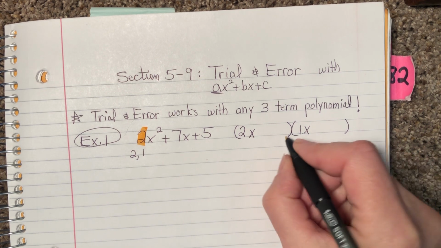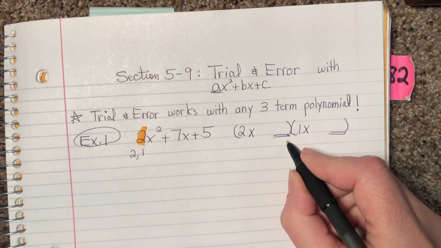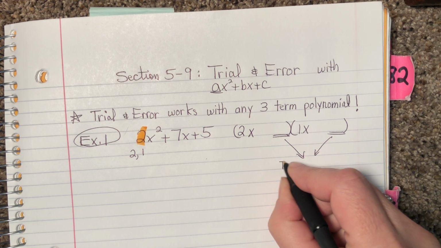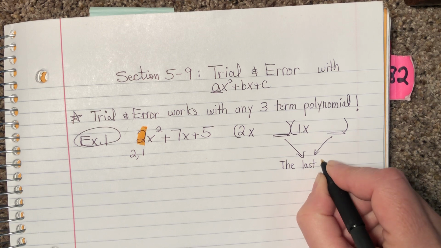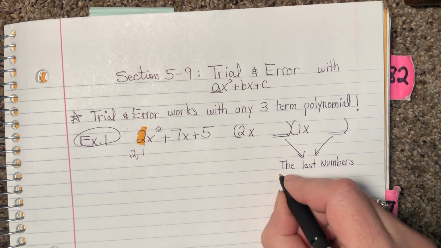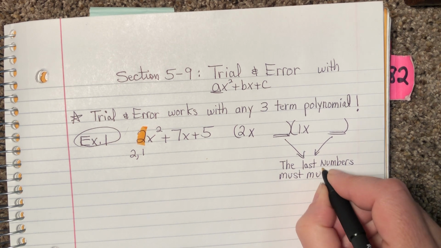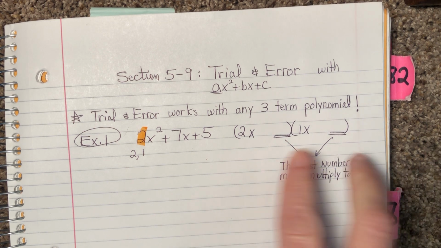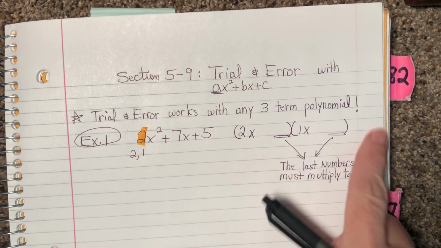What you need to do back here is, the last numbers must multiply to 5. And that makes sense because when you FOIL, when you multiply these two, that's how you get this number. So we need 2 numbers that multiply to 5.